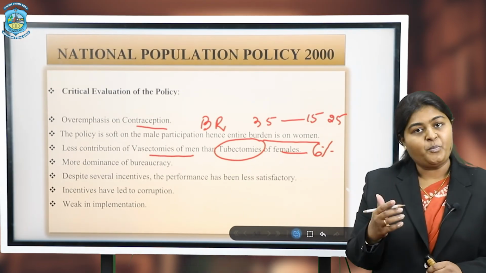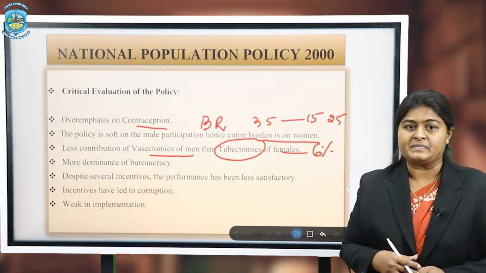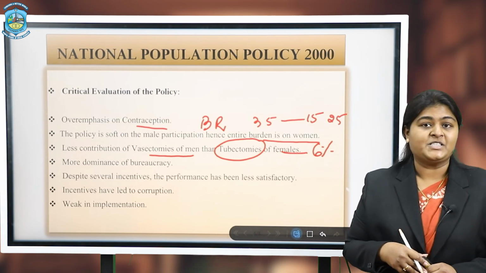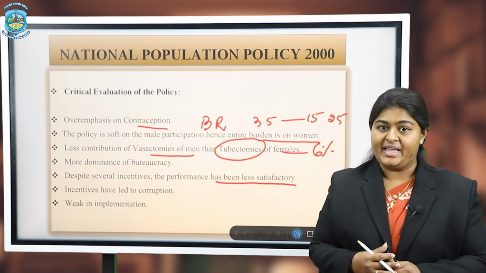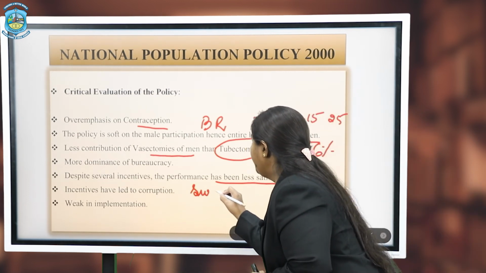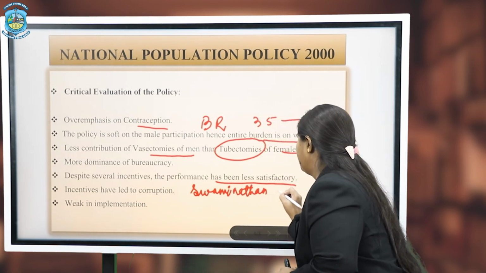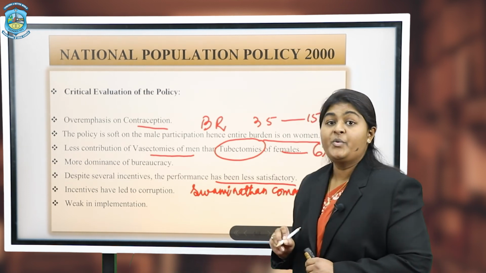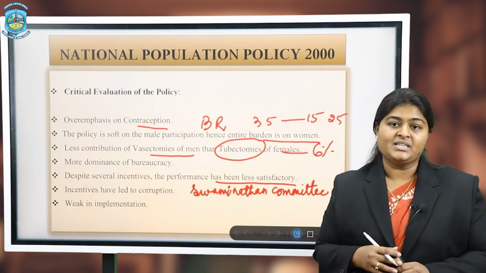Apart from that, the policy has more dominance of bureaucracy. Despite several incentives, the performance has been less satisfactory. Incentives have led to corruption. As a result, the Swaminathan Committee recommended that these incentives should be discontinued.